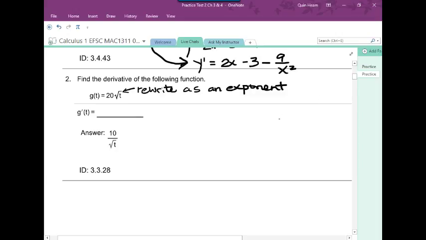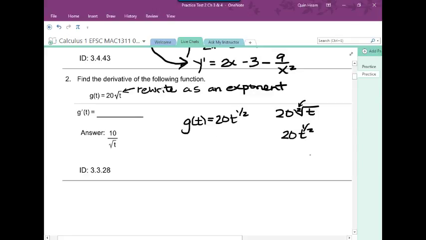You're on the right track. It has to do with the 2 because it's 20 times the square root of t. The index is 2. But remember, the square root is not the same as t squared. What it's the same as is t to the 1/2 power. So whenever you have a square root, you want to rewrite it as a 1/2 power. Whenever you have a cube root, you want to rewrite it as a 1/3 power, and so on. So what we're going to do on this problem is say, okay, g of t is equal to 20t to the 1/2 power. That way we can use the power rule.